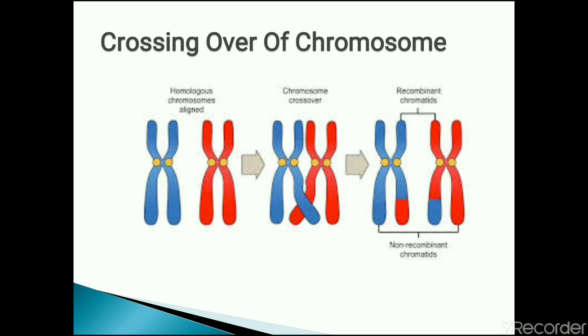So meiosis has two important aspects. One is that the number of chromosomes is reduced to half in the gametes, in the daughter cells, so that the original number of chromosomes is restored in the zygote. And the second significance of meiosis is that it brings variation in the progeny.